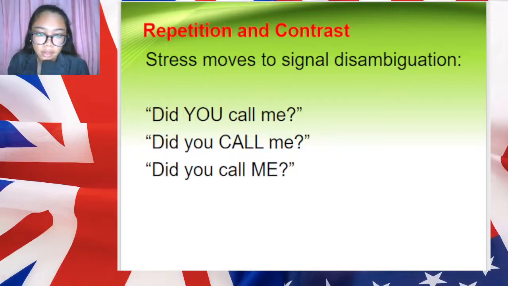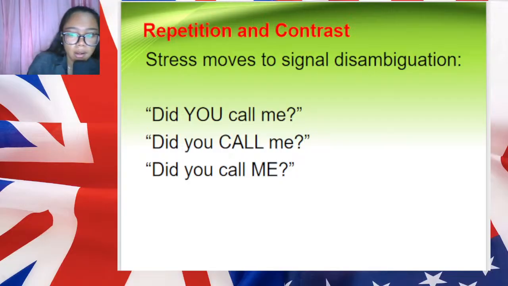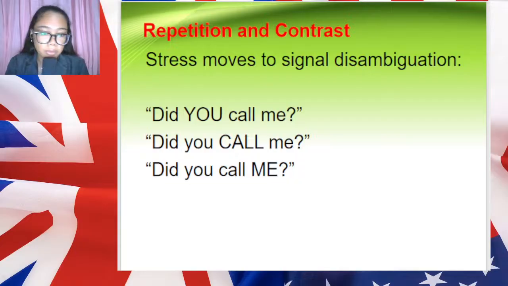Anyway, you are not asking whether someone called. You are clarifying who. Maybe you saw a missed call and someone else says it wasn't me. So you respond, wait, did you call me? So the sentence now becomes about identity basically. Okay? That's the first message of the first sentence where we emphasize the word you.